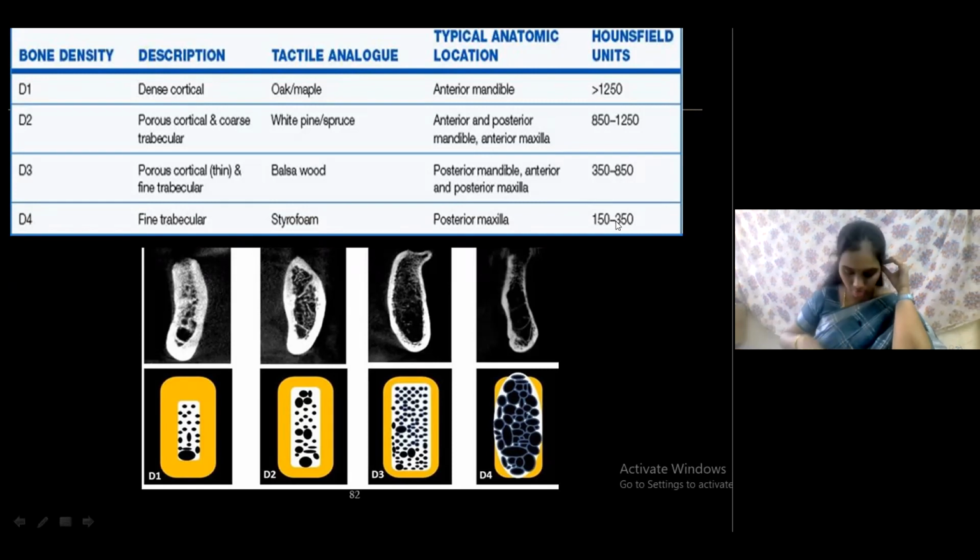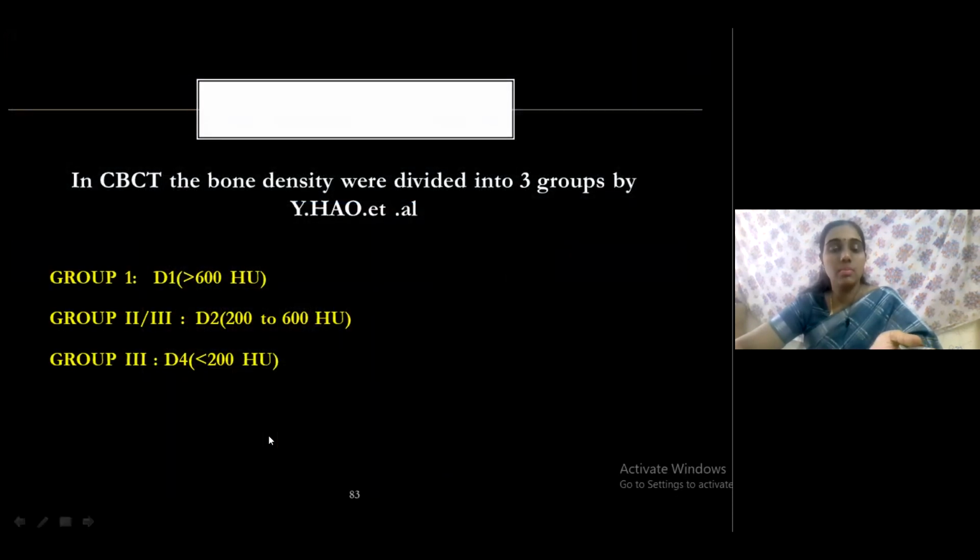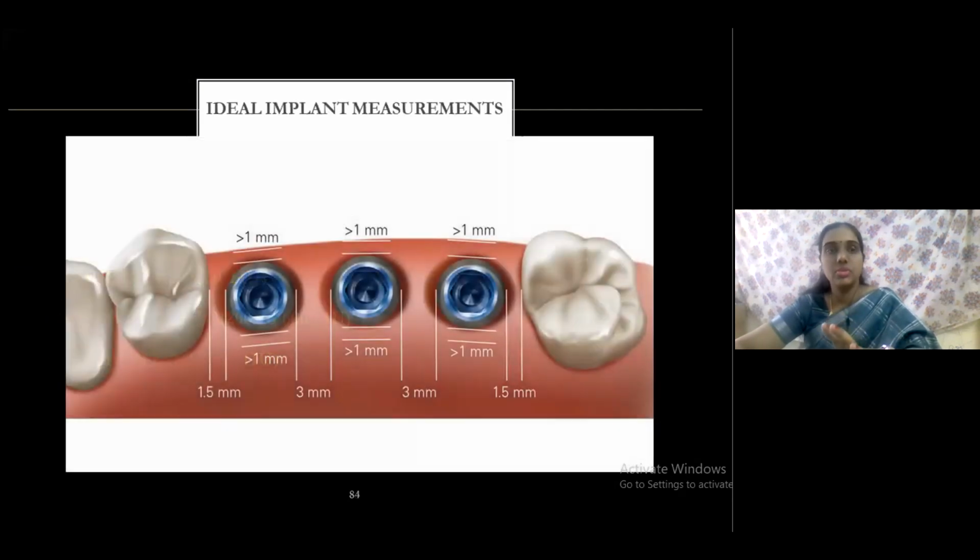And what will happen in the case of CBCT? In CT, we have Hounsfield units, but for CBCT there is another system developed based on Hounsfield units, where group D1 will represent more than 600 Hounsfield units, but in CT it is more than 1250. In CBCT it is divided like this: D2 and D3 have 200 to 600 Hounsfield units, and less than 200 is D4. So this is a classification which we can compare, and based on that we can assess the density of the bone.